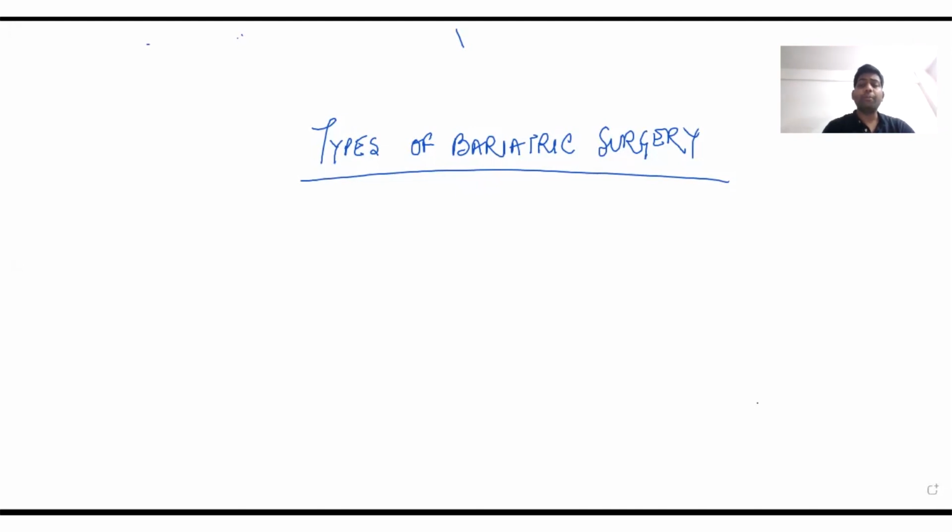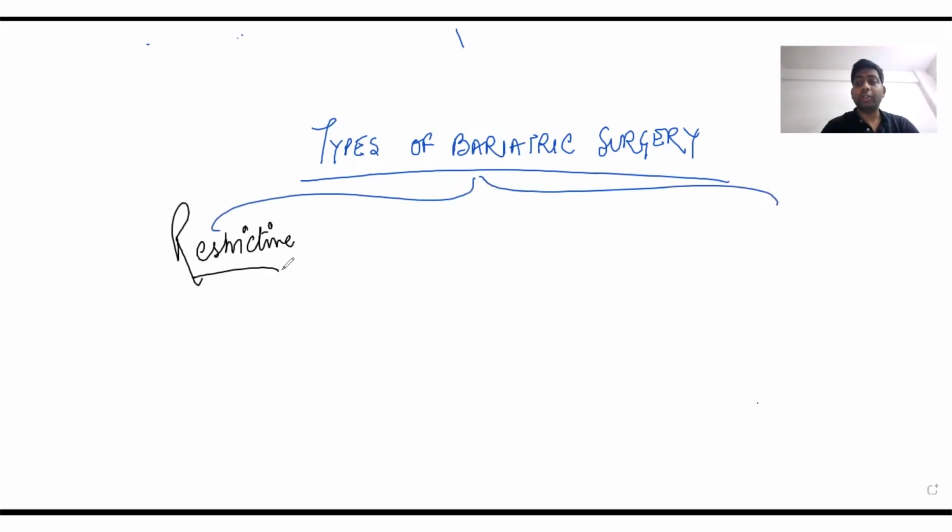Types of bariatric surgery are broadly classified into two. One is restrictive type and the other is malabsorptive type. The restrictive type is mainly based on the principle of creating early satiety and thereby reducing the appetite and thus weight reduction, whereas the malabsorptive type is mainly based on the principle of bypassing some length of the intestine so that there is non-absorption of the nutrients and thereby weight reduction. So both have different mechanisms, though there might be some procedures which have overlapping of both restrictive and malabsorptive types. We are going to see in a while.